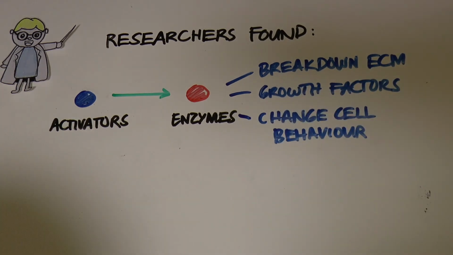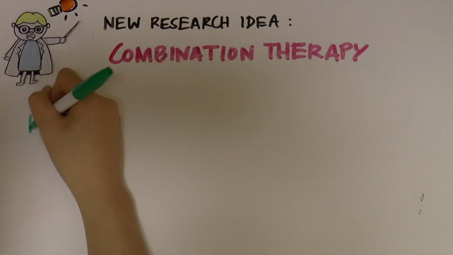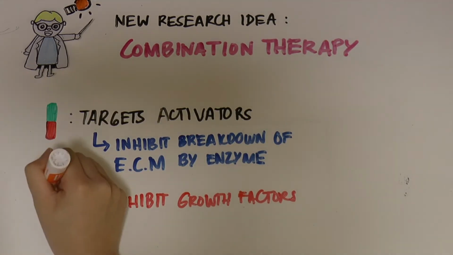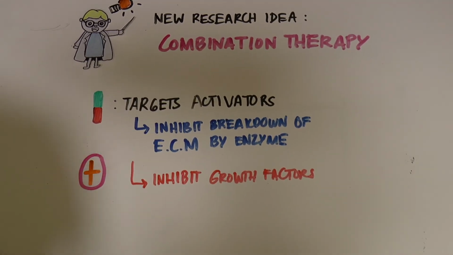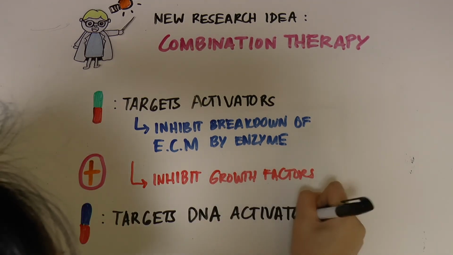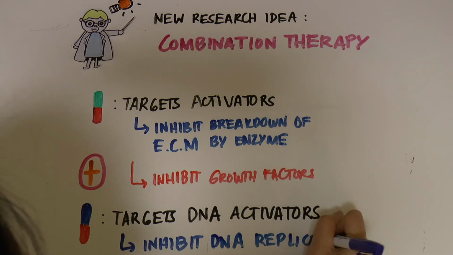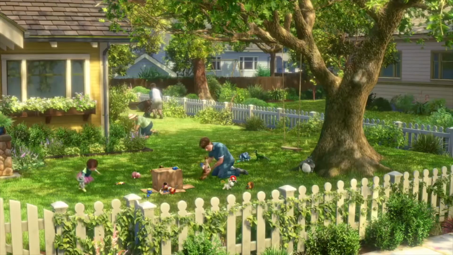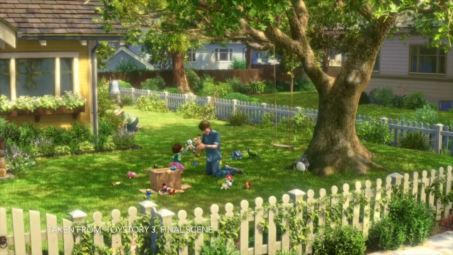New research ideas are being proposed in combining drugs as studies show reduced resistance in combined therapy. By targeting the proteins that activate the enzymes that break down the ECM, growth factors are expected to be inhibited as well. With the addition of drugs that target DNA activators, DNA replication is inhibited and cell division does not occur. We have high hopes for these new drug combinations to work better than the current treatment.